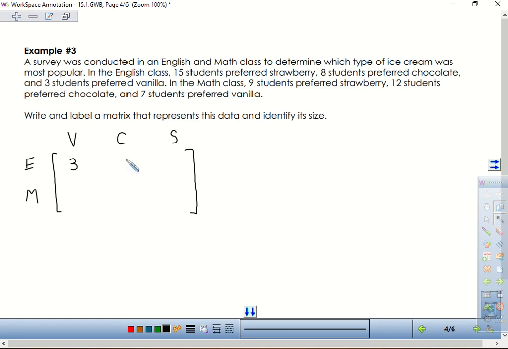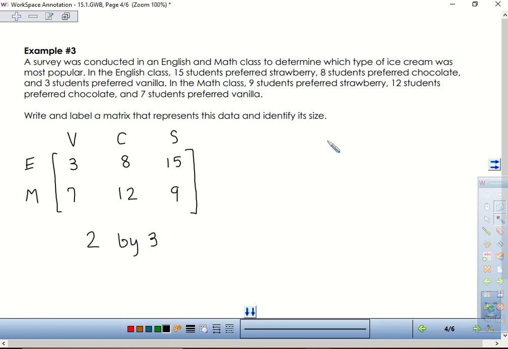In English class, how many people wanted chocolate or like chocolate? And then strawberry? Good. In math class, how many people prefer vanilla? 7. Good. Chocolate? And strawberry? Good. So this is one correct way to represent, and this matrix would be 2 by 3.